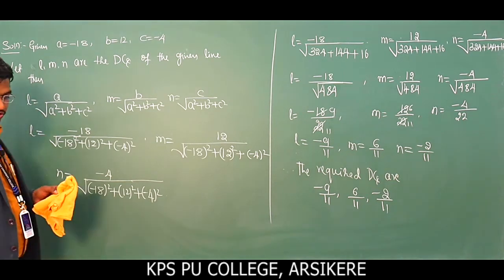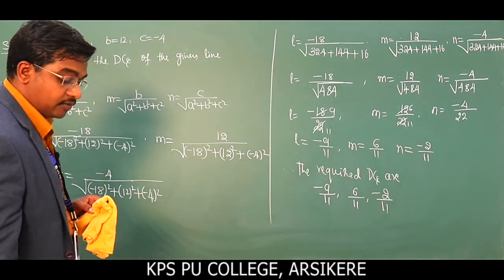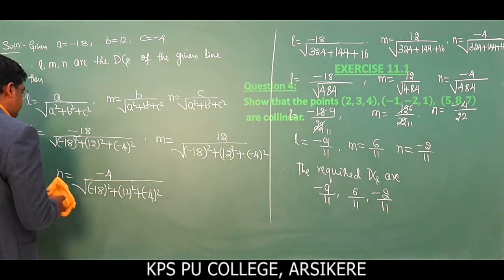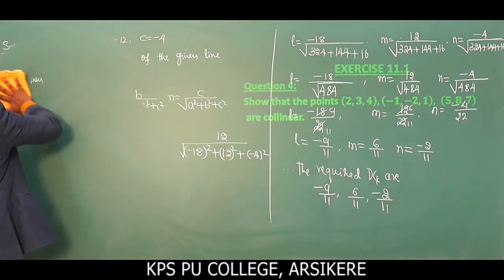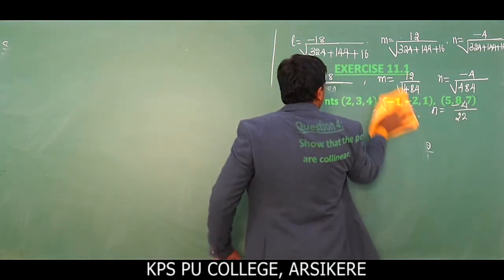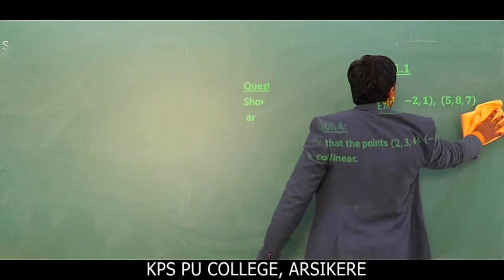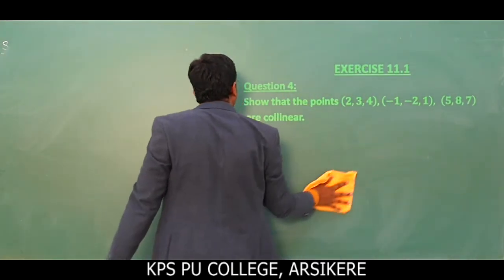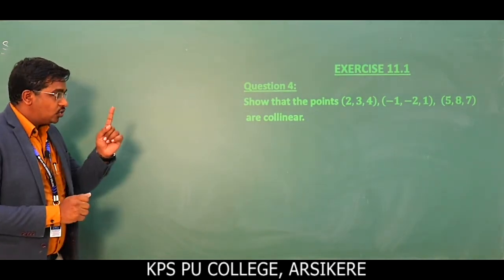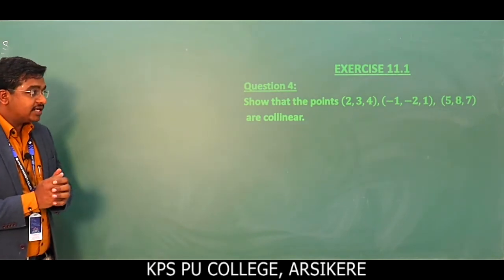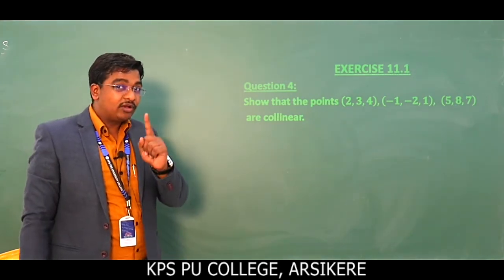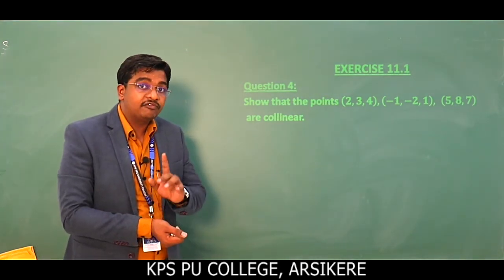Now we are moving to the next question. Question number 4. Just observe. Show that the points 2, 3, 4, second point minus 1, minus 2, 1, third point 5, 8, 7 are collinear. We discussed this in the last example, number 5.